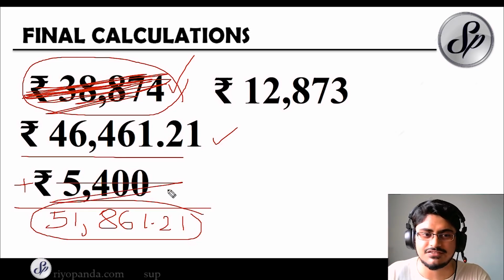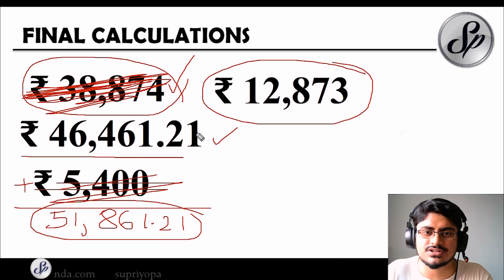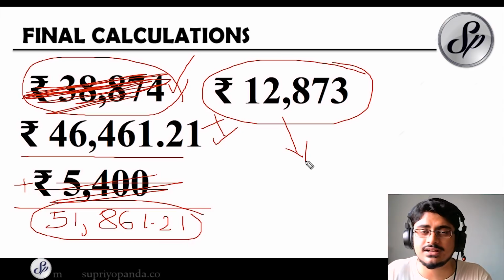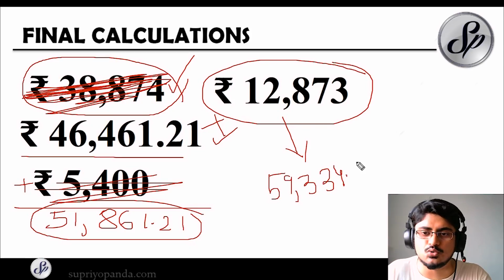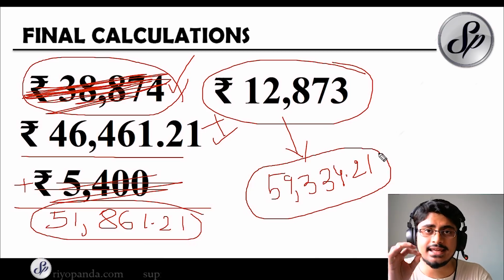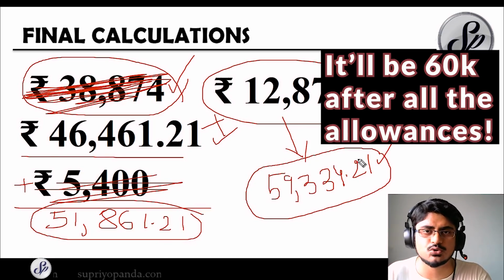So we cannot add 5,400. What we have to add is 12,873. So 46,461 plus 12,873. How much does this come out to be? This comes out to be 59,334.21. So this is the actual amount that you are going to get in hand per month if you have taken the SCP. Remember, 59,334.21. So it is almost close to 60,000.